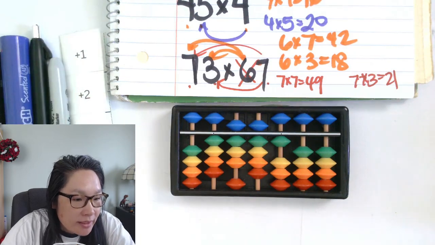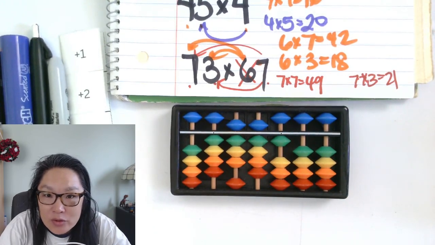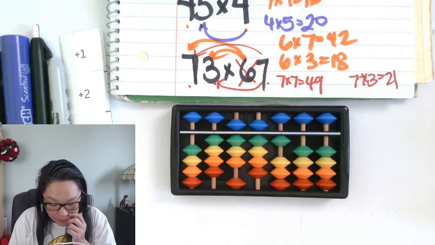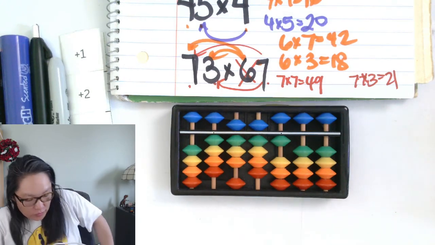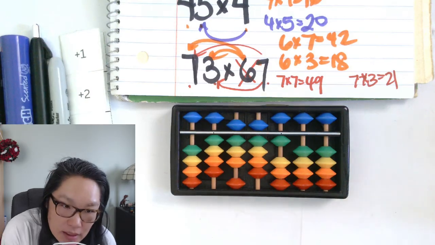Thank you, Cassandra, for commenting. Because if you don't tell me that you don't know, then I don't know what you don't know. But I hope that you can implement it if you have any kids or if you have any future kids, or live vicariously through your nieces and nephews. Teach them the abacus because this is the way.